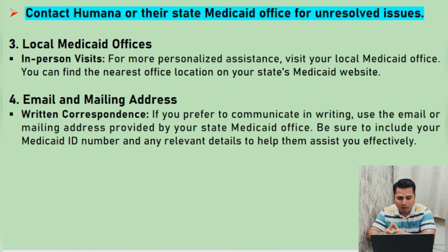Number three, local Medicaid office. In-person visits. For more personalized assistance, visit your local Medicaid office. You can find the nearest office location on your state's Medicaid website. Number four, email and mailing address. Written correspondence. If you prefer to communicate in writing, use the email or mailing address provided by your state Medicaid office. Be sure to include your Medicaid ID number and any relevant details to help them assist you effectively.